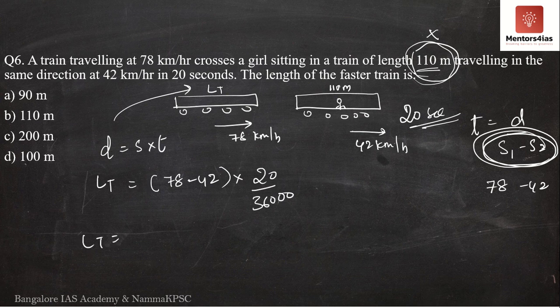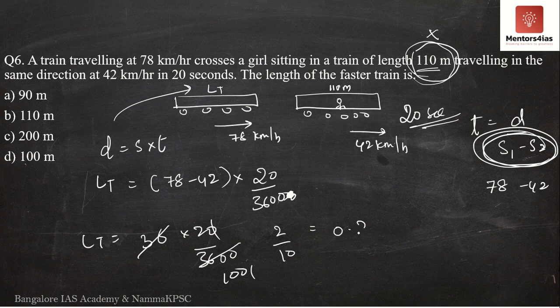Therefore, length of the train is what? 8 minus 2 is 6, 7 minus 4 is 3, into 2 by, sorry, not 36,000, it is 3,600. Don't you think it is very simple now? 1000 cancels. Nothing but 2 divided by 10. It is 0.2. Length of the train is 0.2 kilometers, which is nothing but 200 meters.